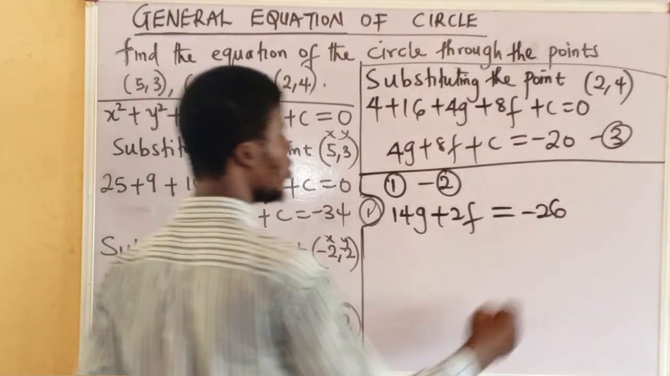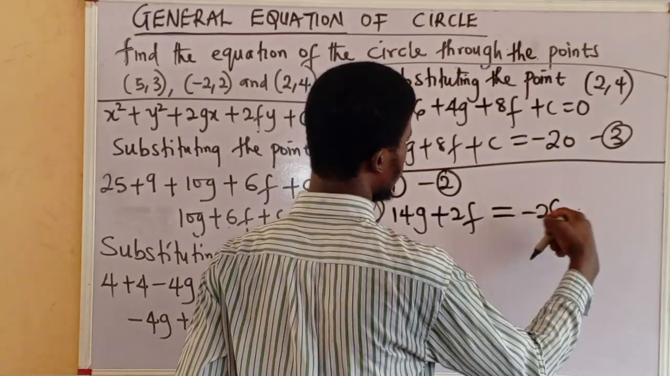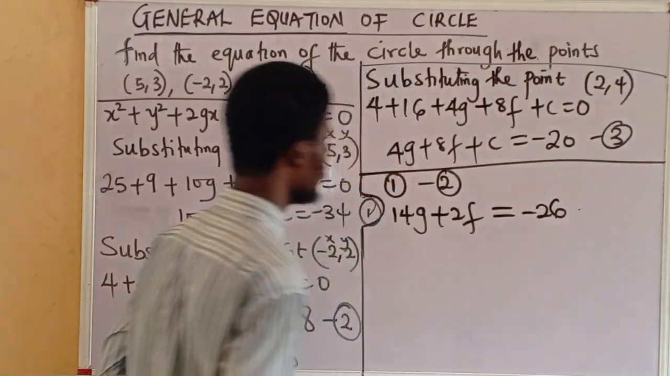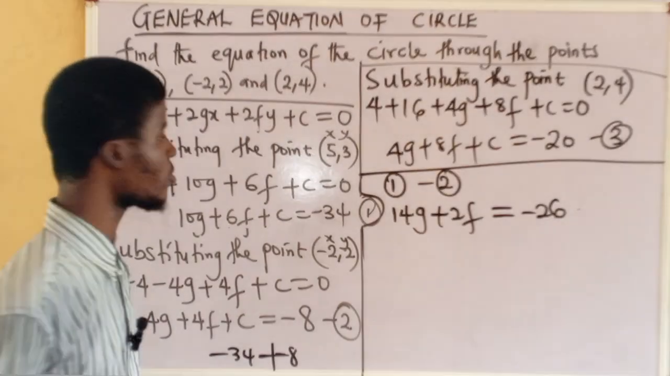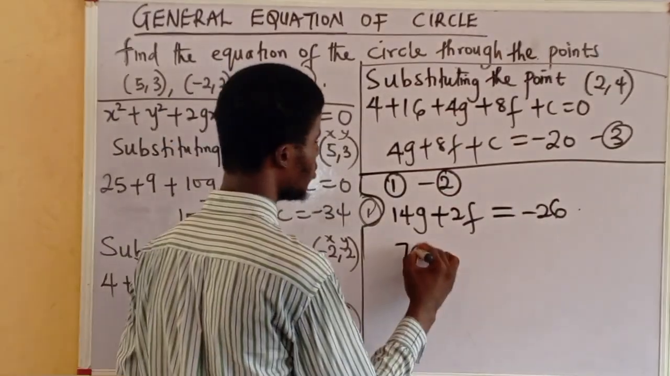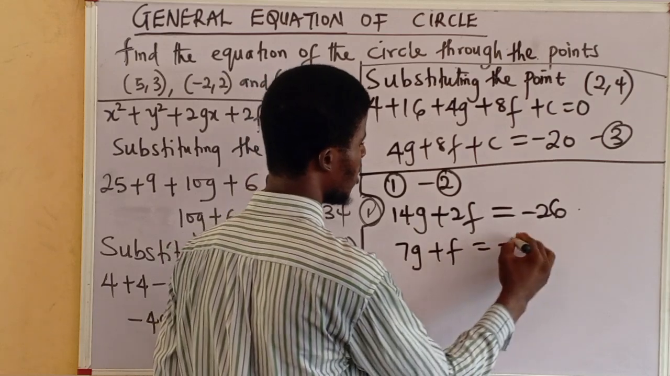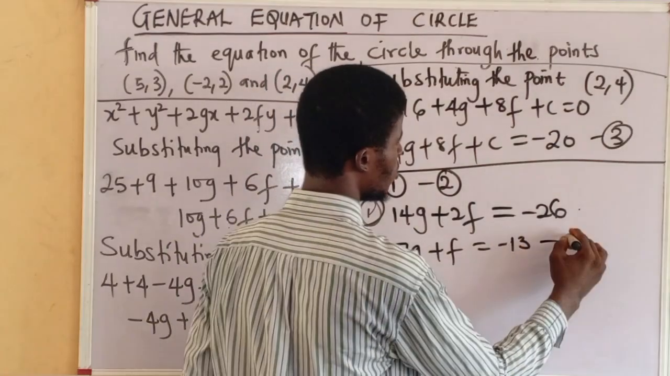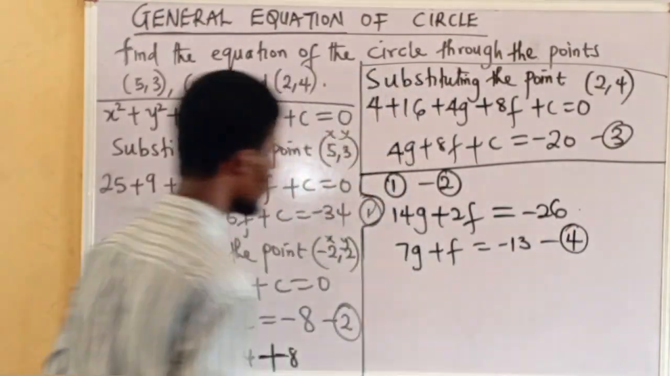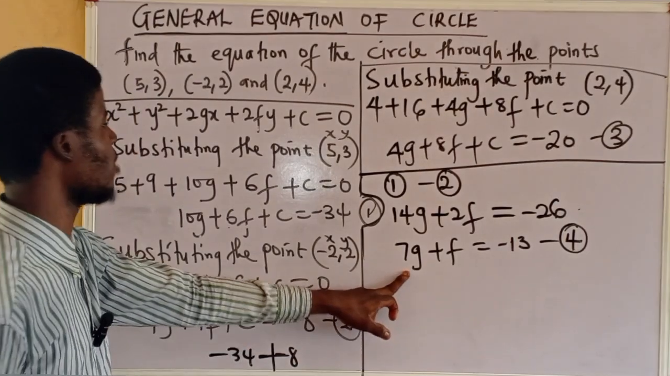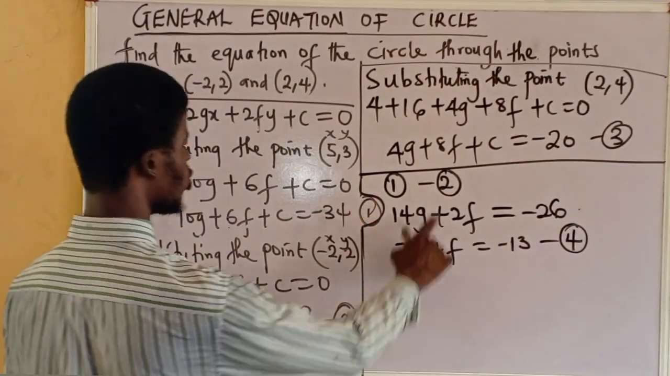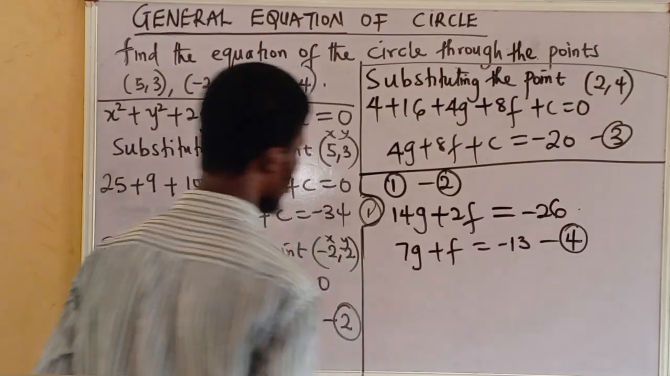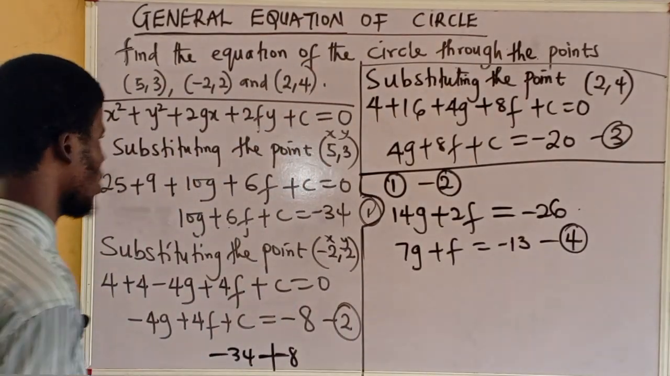Okay, we have obtained a new equation. Let's say equation 4. But this equation can actually be simplified. If I divide all through by 2, I'll get 7g plus f equal to minus 13. Good. So let's call this equation 4. We got this equation by subtracting equation 2 from equation 1. So let's subtract equation 2 again from equation 3. You get the point?